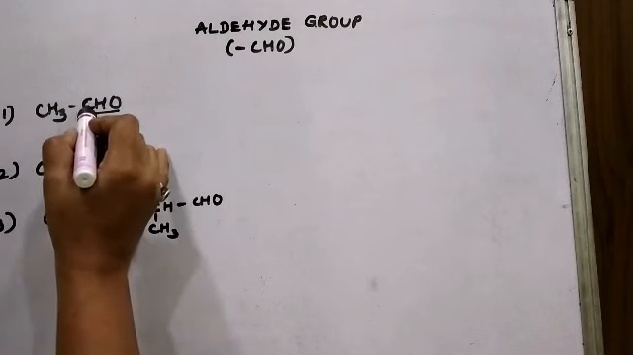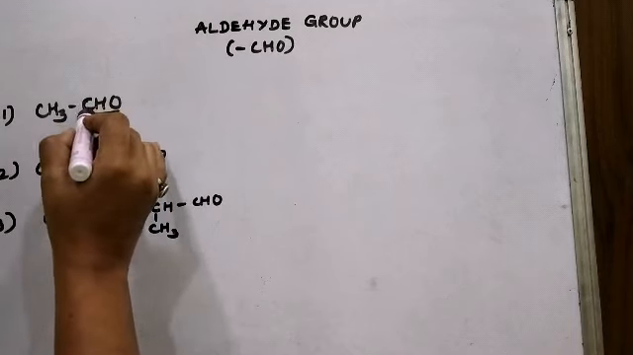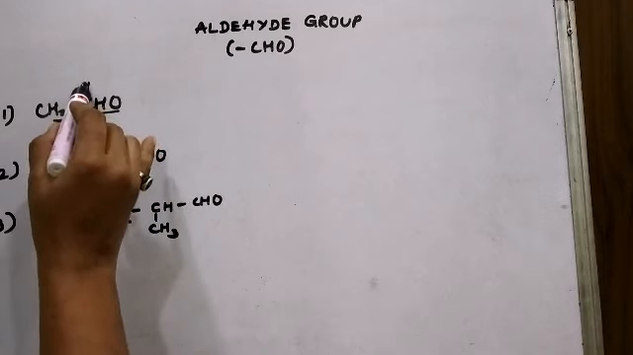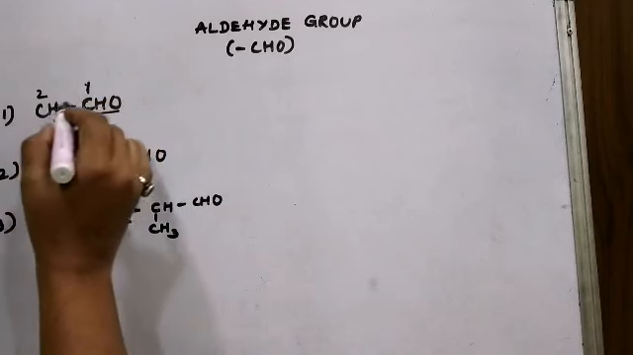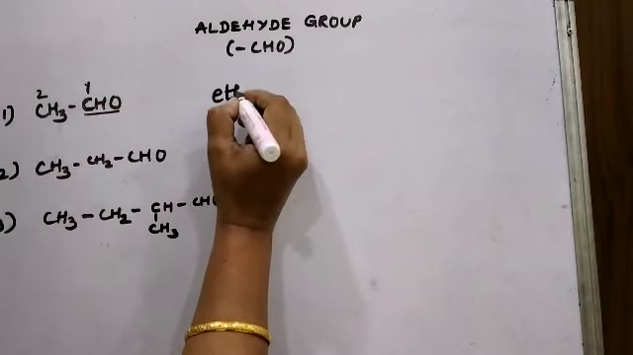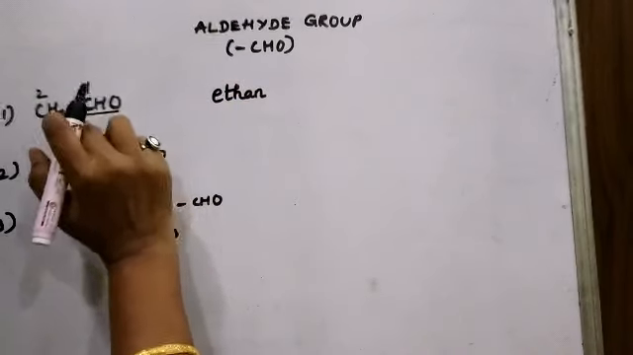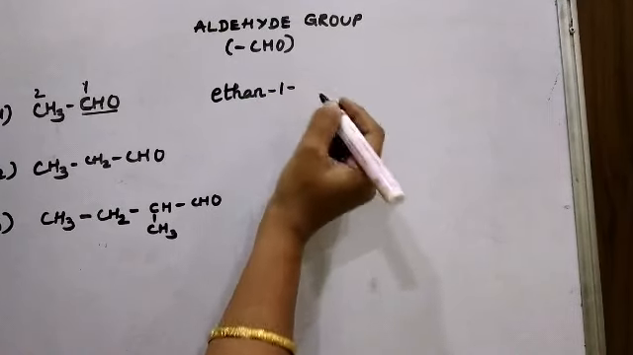Okay. So we assign the lowest number to the functional group. The functional group itself contains a carbon atom. So we will number this carbon atom as 1 and this carbon atom as 2. So there are 2 carbon atoms which are present in the straight chain. Therefore our root word will be ethane. The aldehyde group is on carbon atom number 1. So we write ethane 1.